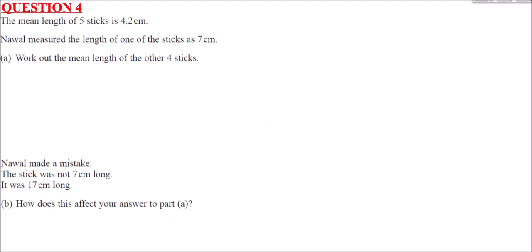Question 4. The mean length of 5 sticks is 4.2 centimetres. Narwhal measured the length of one of these sticks is 7 centimetres. Work out the mean length of the other 4 sticks. Slightly hard sounding for question 4 this. Well, we're talking about mean, so what calculation or equation do we know which relates to the mean?